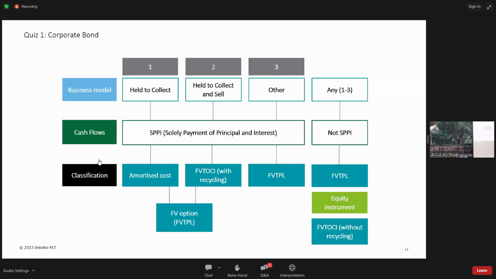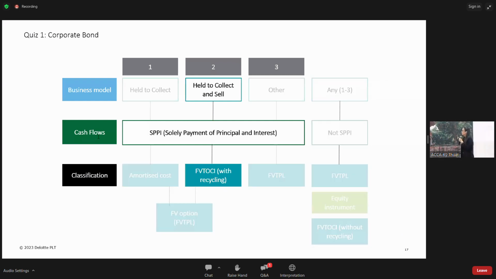So from here, I will have held to collect and sell. It would meet the contractual cash flow characteristic test of SPPI, because for the bond, you have that interest of 5.5%, plus you have the principal amount. So it will go down to the fair value through OCI category. Okay?